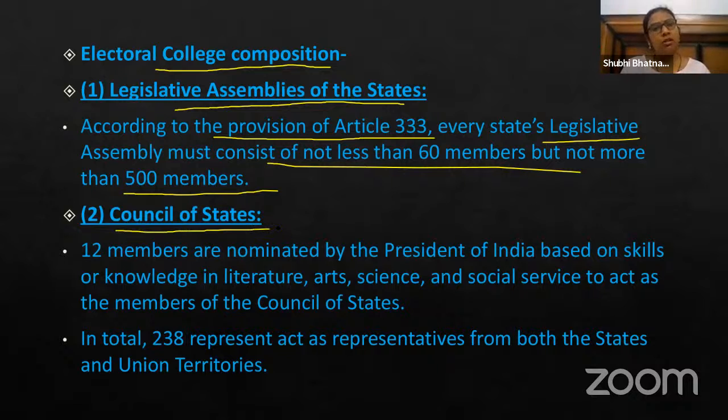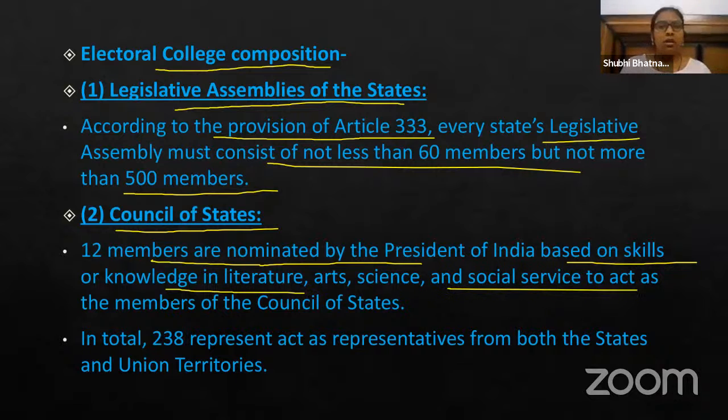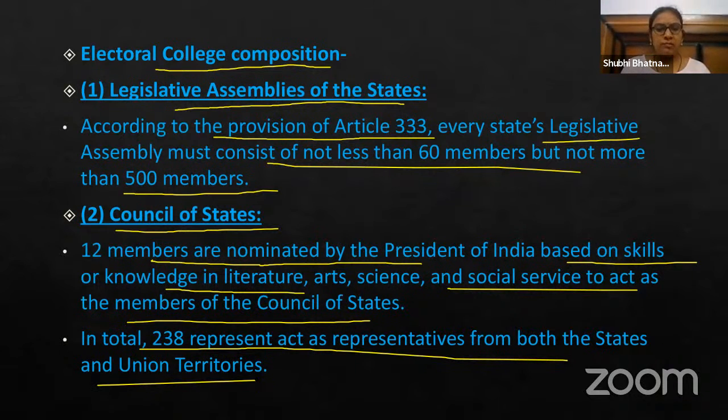Then we have the council of state. 12 members are nominated by the President of India based on skills or knowledge in literature, arts, science, and social services to act as members of the council of states. In total, 238 act as representatives from both the state and union territory.